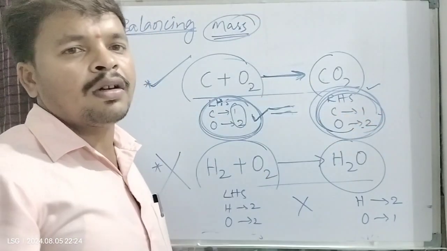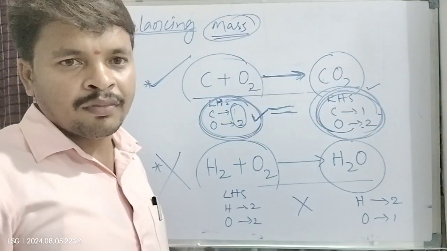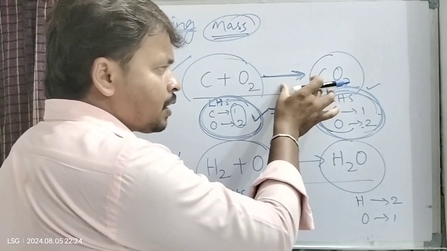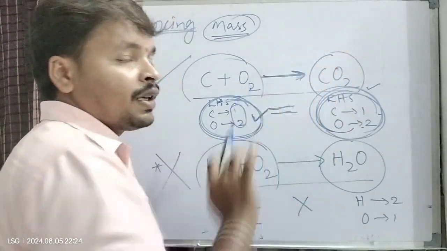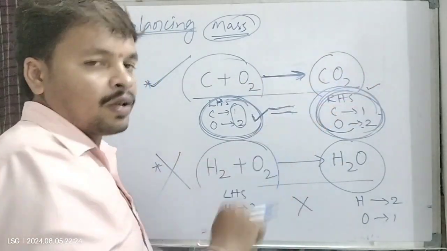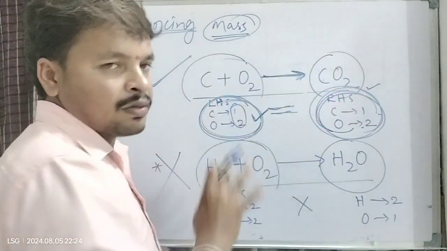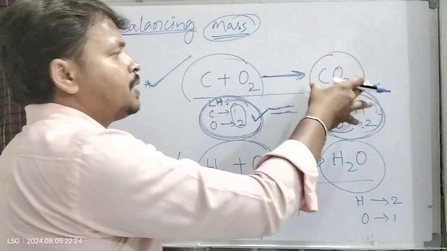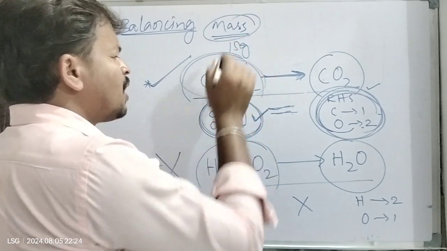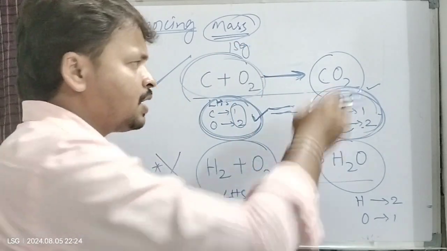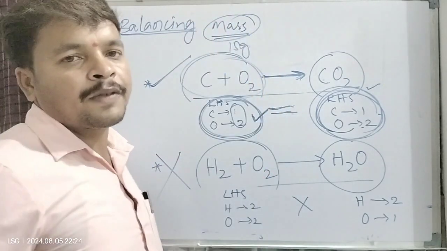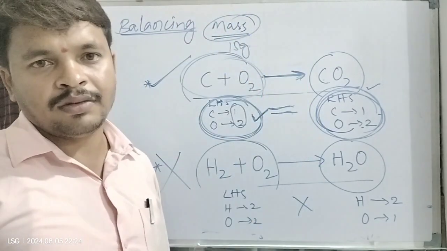No increasing or no decreasing. That says that mass is neither be created nor be destroyed. During a chemical reaction, mass should not be increased, should not be created, and should not be destroyed. It should be maintained. What mass is taken here, that should be here. Suppose here, totally 115 grams of carbon and oxygen together taken means here also it should be same. Then it is according to the law of conservation of mass, it is satisfied.